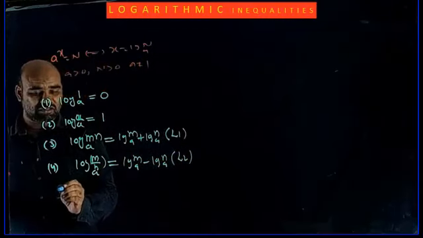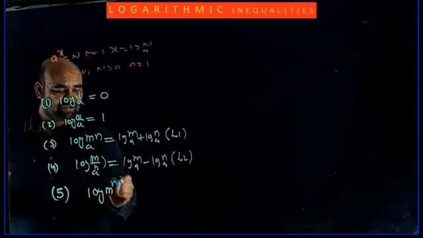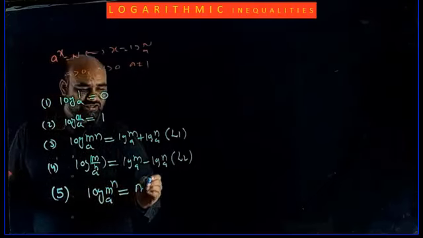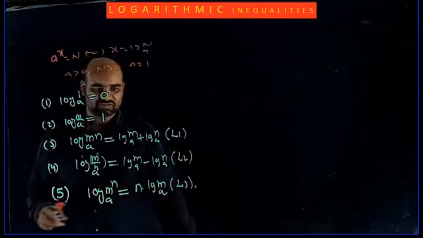So this is the fifth one: logarithm of m power n to the base a is nothing but n into logarithm of m to the base a. This is law number 3.